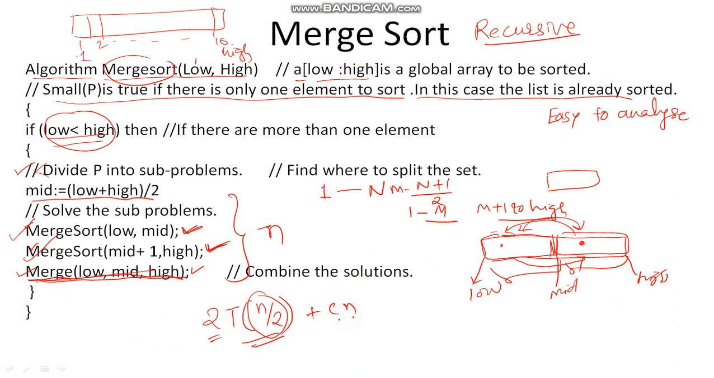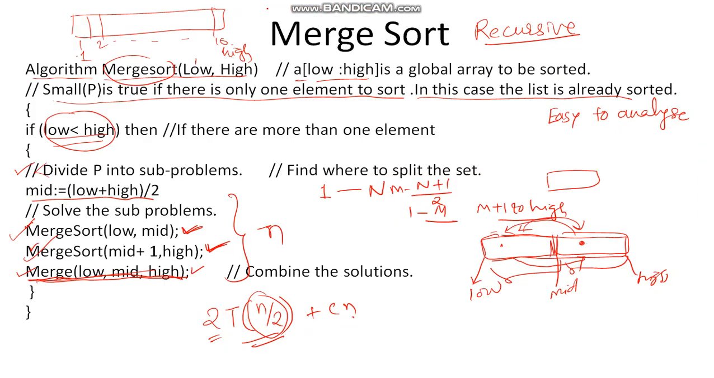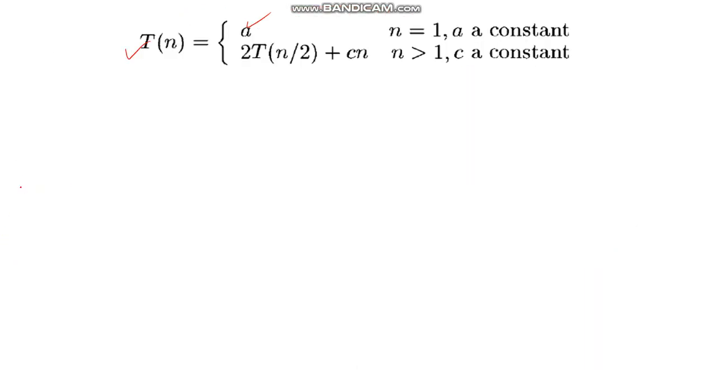C is a constant. So what I get is an equation T of n is equal to A. Now what is A? Let us say if there is only one element, this will not become true and the time required will be constant. So nothing will be executed. For that purpose it is A. A is some constant. A can be 1.